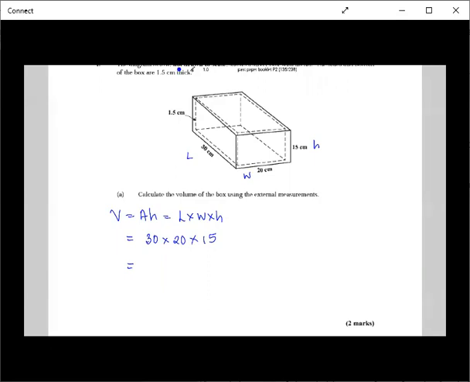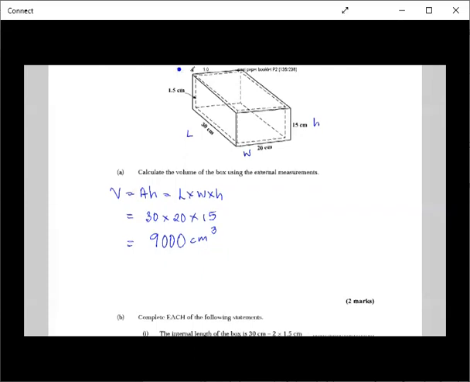All right, so the volume using the external measurements is 9,000, and this is centimeters cube. So of course you get centimeters cube because you're multiplying length by width by height. So all three measures are in what, centimeters. So centimeters times centimeters times centimeter gives you centimeters cube.